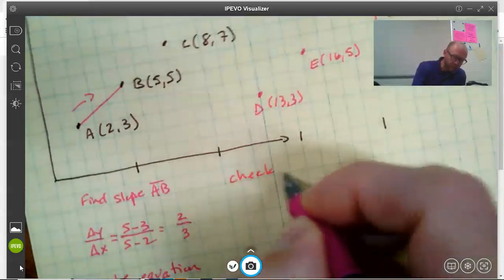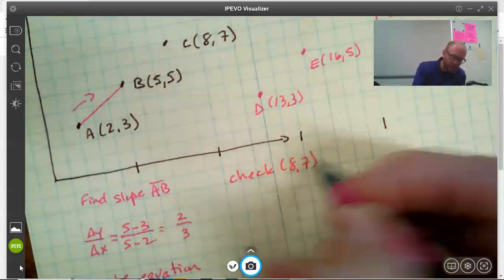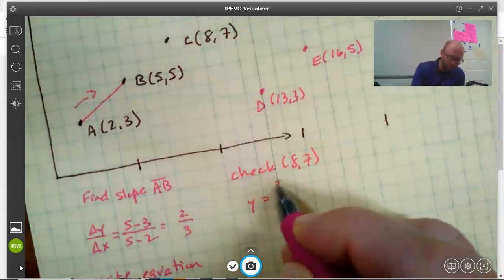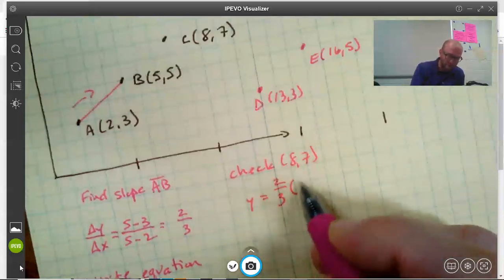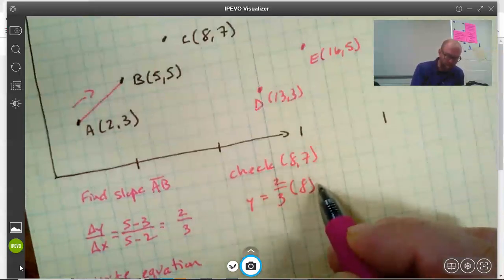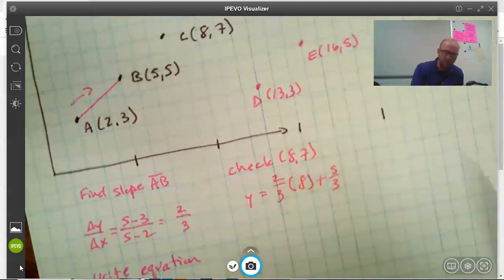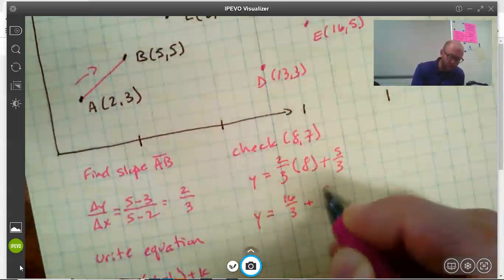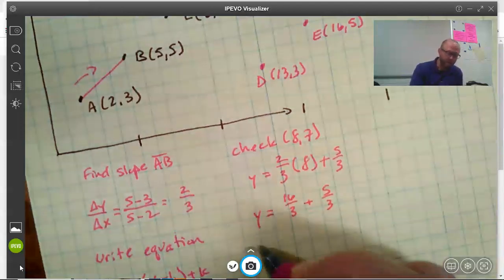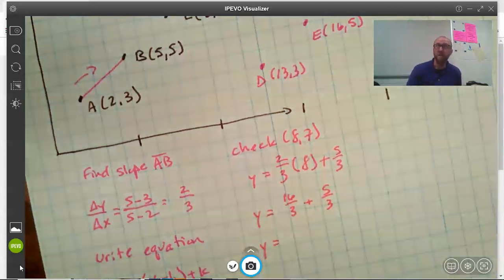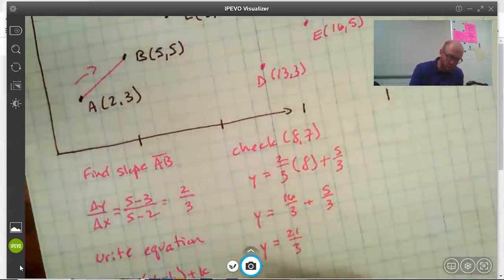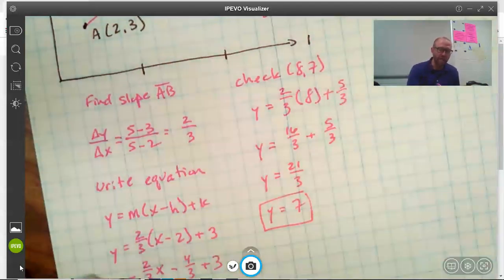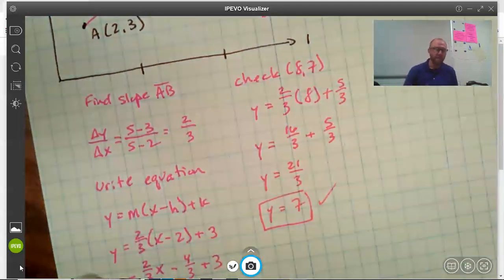Now we're going to check the point 8, 7. So we're just going to plug in 8 into our equation and see if it outputs a 7. So y equals 2/3, that was our equation, times 8 plus 5/3. We'll see if this outputs a 7. Y equals 2/3 times 8 is 16/3, plus 5/3. And thankfully these have a common denominator, so 16 plus 5 is 21. 21/3, which in fact is 7. So input an 8, output a 7. Check. Point C is on that same line.